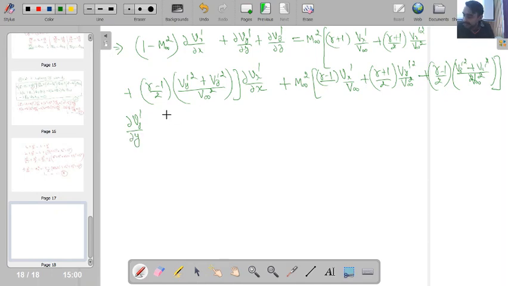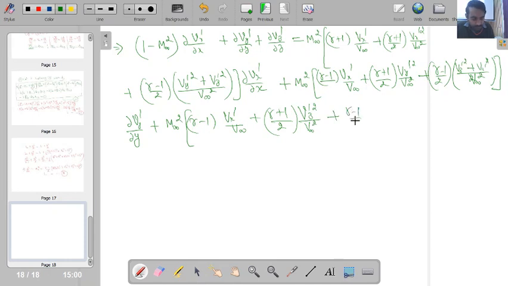Okay, and then we will be having plus M infinity square (gamma minus 1) vx dash by V infinity plus (gamma plus 1) by 2 vz dash square by V infinity square plus (gamma minus 1) by 2 (vx dash square plus vy dash square) by V infinity square and whole del vz dash by del z.